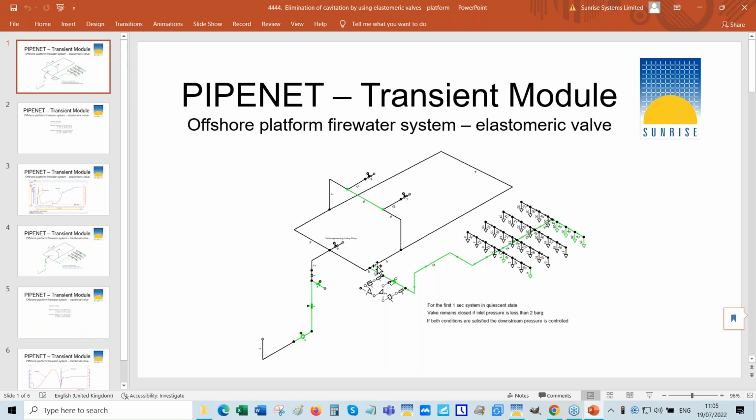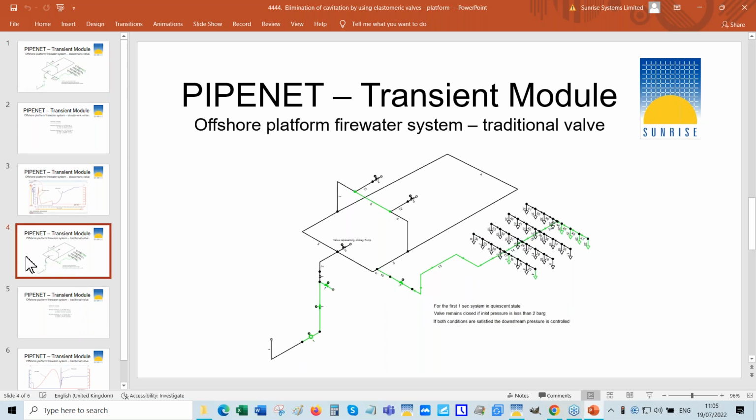Okay, so we've got the elastomeric model. Before we do this, let me do it in a sequence, which is what I would like to show. It's the traditional conventional valve. They're called clap valves. The deluge valve only has two positions. It's fully open or fully closed. It does not control the flow rate. And we've got the deluge system explicitly modeled here.